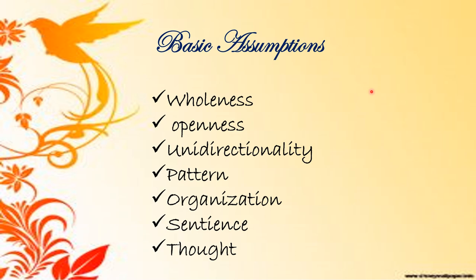In 1970, Rogers' conceptual model of nursing was based on a set of basic assumptions that describe the life process in human beings that includes wholeness, openness, unidirectionality, pattern, organization, sentience, and thought. There are many categories of theories in nursing, and systems theory is among them, which views the person as a whole and not the sum of its parts. So systems theory considers human beings as an open system that constantly interacts with the environment. Like the theories of Calista Roy, Imogene King, Dorothy Johnson, and Betty Neuman, who developed and supported the views in systems theory, Martha Rogers is one among them.